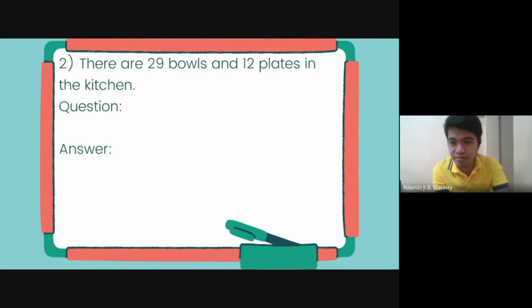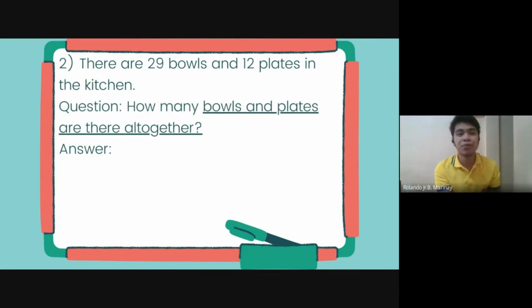So we can have this question: How many bowls and plates are there all together? So what do you think is the answer? We're going to use addition to find out the answer. We're going to plus, because we're going to combine the 29 bowls and the 12 plates. If you have the answer already, you can raise your hand and turn on your microphone so you can answer.